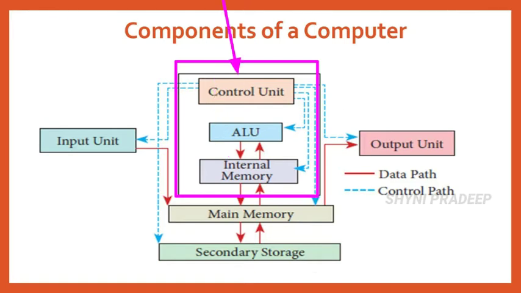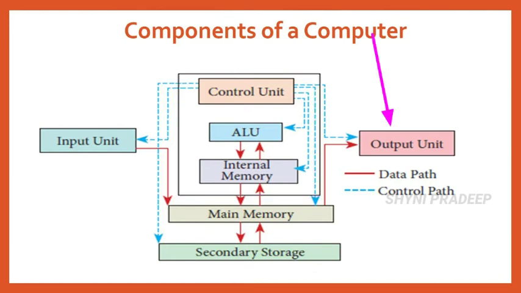Okay. So, what is the use of control unit? It controls flow of data between CPU and memory and I/O devices. The control unit controls the entire operation of a computer. Okay. Next, output unit. Output unit is any hardware component that conveys information to users in an understandable form, which means we can get the output through the output devices.